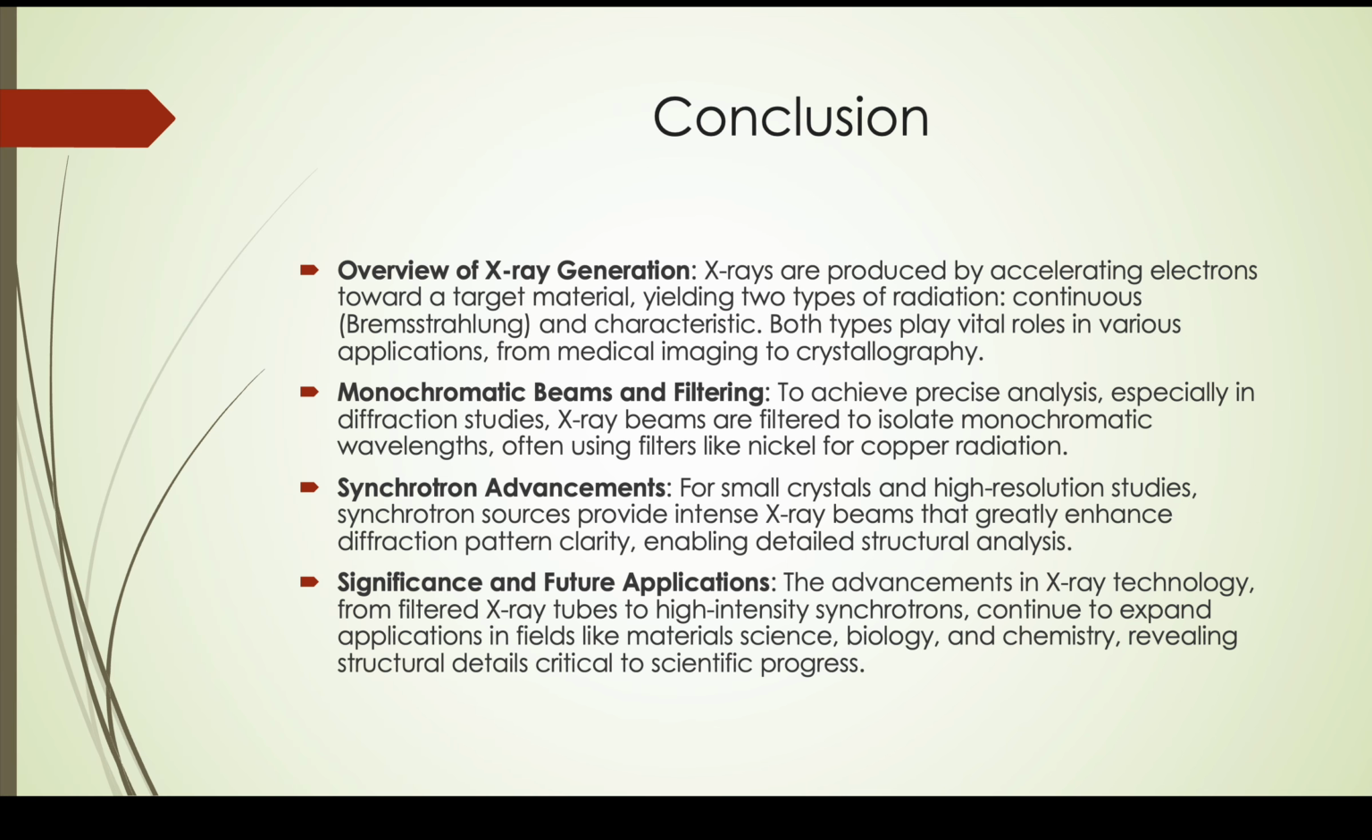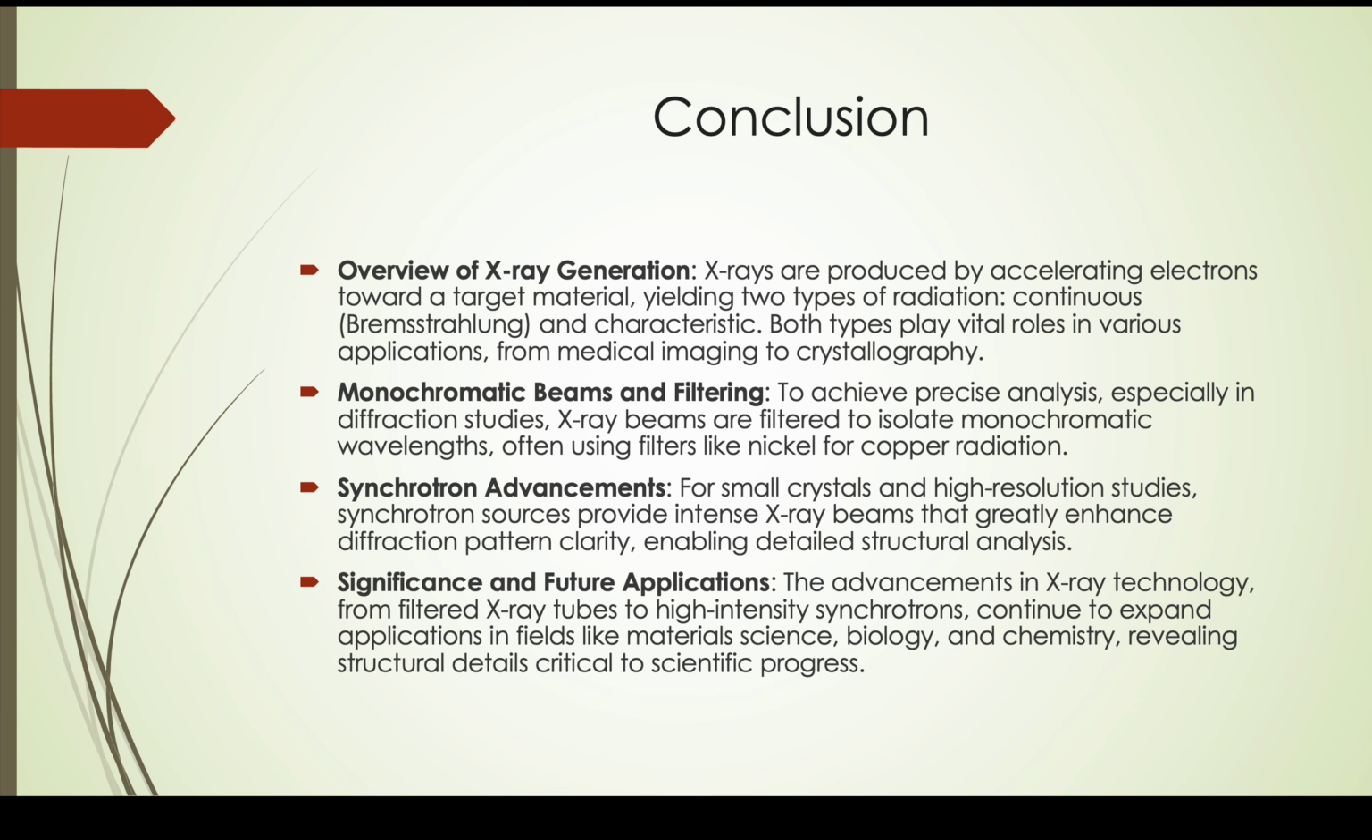So we can conclude what we have studied so far. We have studied how X-rays are generated, how things happen. Then we saw how we can generate monochromatic X-rays and how the filtering process is done there. Then we moved to the synchrotron advancement. That's how we can produce high intensity X-ray beams, and that's all that we have discussed here.